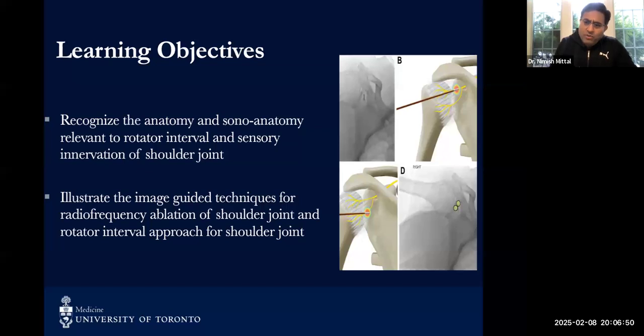Then we will get into why we do these interventions, when we do these interventions, and how we do these interventions. And in the how, we'll go over both ultrasound and fluoroscopy guided interventions, techniques for doing these procedures.